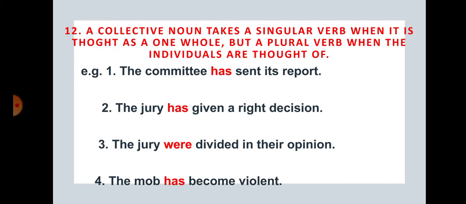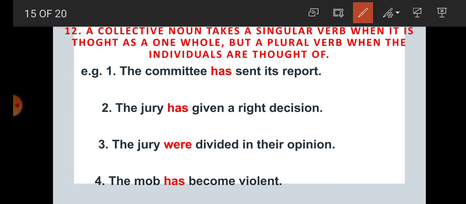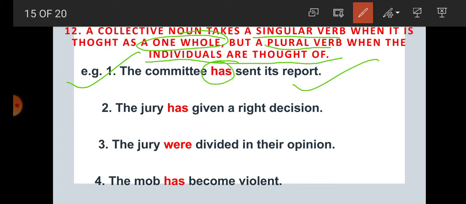Rule number 12. Students, what is rule number 12? A collective noun takes a singular verb when it is thought of as one whole, but plural when the individuals are thought of. So with the help of examples, make it clear, students. Example number 1: The committee has sent its report. So the committee is taken as a whole, that's why a singular verb. The jury has given a right decision. Jury is taken as a whole here, that's why has is correct.